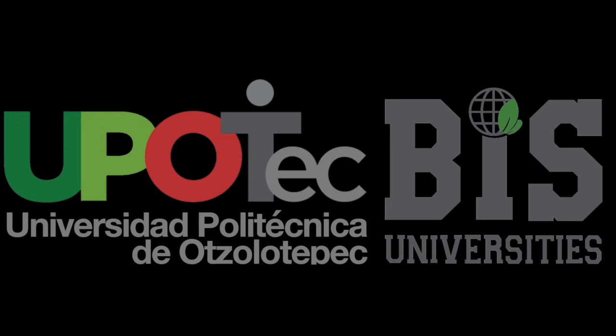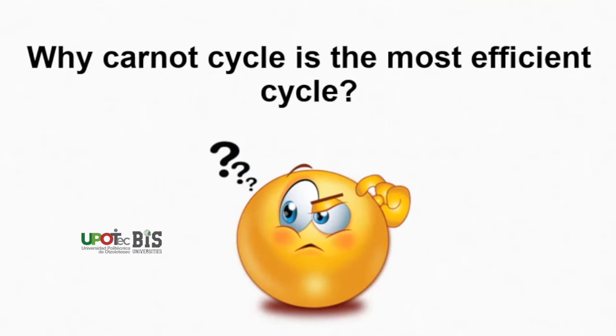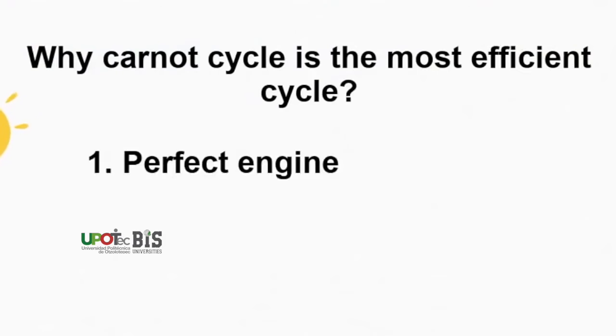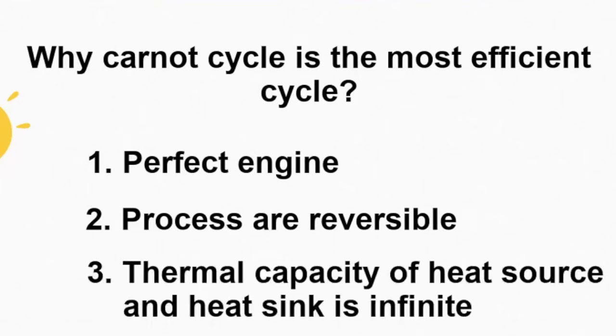So now let me ask you this. Why is the Carnot cycle the most efficient cycle? Well, it's because the Carnot cycle is a perfect engine. The processes are reversible, the working medium is an ideal gas, and of course, the thermal capacity of heat source and heat sink is infinite, which makes no reduction to both during heat transfer, as we have observed, right?